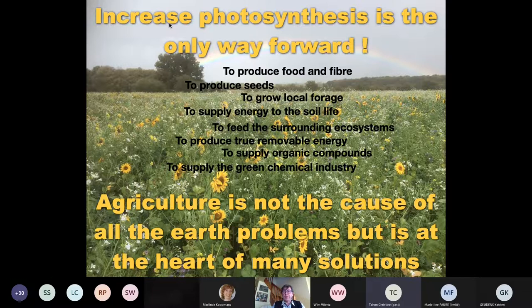So agriculture is not the cause of all the Earth's problems, but is at the heart of many of the solutions. And I forgot to bring the last, but not the least, part, which is the four per 1000 about carbon sequestration, brought by Mr. Le Foll at the COP meeting in Paris. And I think with this, we are doing a lot more than four per 1000.